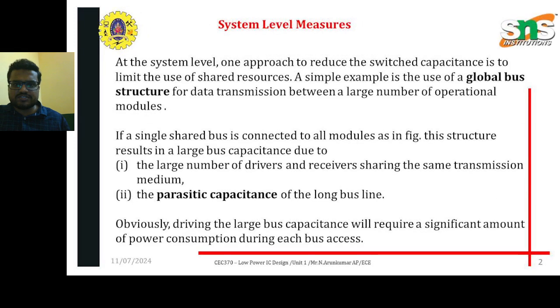System level measurements use a global bus structure for transmitting the data from source to destination. In that global bus structure, we can add more additional devices on the same bus, so that we can get all the information on the same line. If a single bus is connected to all the modules, the resulting capacitance is large, due to the large number of drivers and receivers sharing the same transmission medium, and second, the passive capacitance of the long bus line.